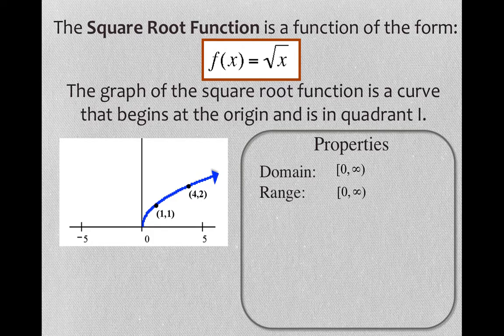The range of this function is also all real numbers that are greater than or equal to 0. This function continues to go up and up and up further. We can't have any negative numbers come out of this function because this is the principal square root, and when we take the principal square root of a number, it will always give us either 0 or a positive number.